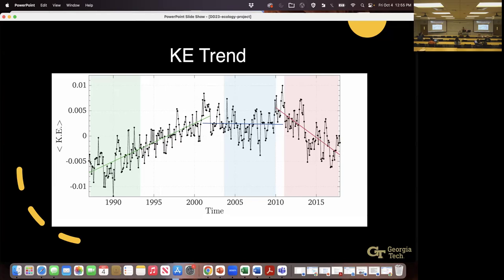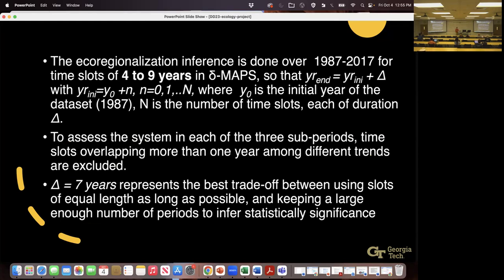And then we ran delta maps every 3 years, proposing 1 year at the end. So we did many runs. And then we grouped them, checking that it makes sense to group them in each of those periods. So actually, no, we did it in time slots of 4 to 9 years. And then we assessed the system in each of these 3 sub-periods, and then we found that the best grouping was 7 years. That was the best trade-off between using single slots of equal lengths and whatever.